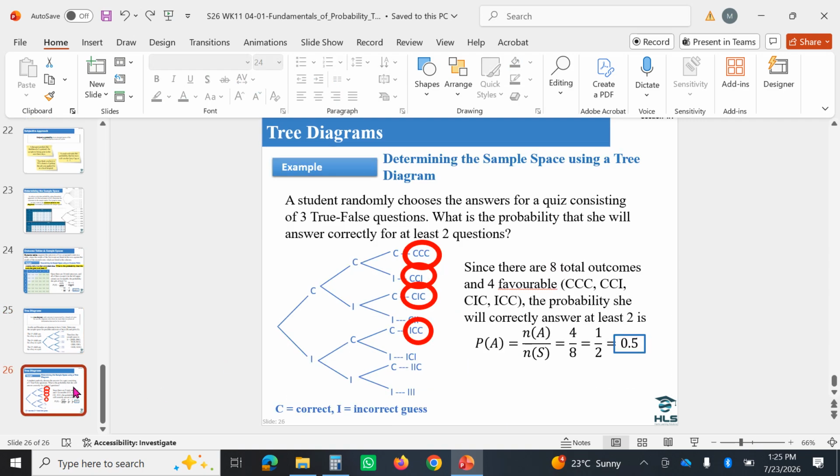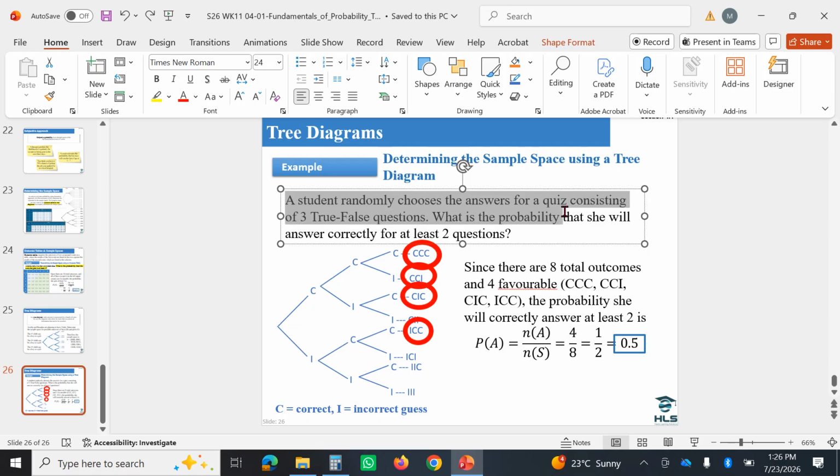Interesting. All right, last slide for this PowerPoint, and please know that there is another PowerPoint for this week 11 that you should watch. It takes all of this information on probability and expands it a little bit. So, determining the sample space using a tree diagram: a student randomly chooses the answers for a quiz consisting of 3 true or false questions.